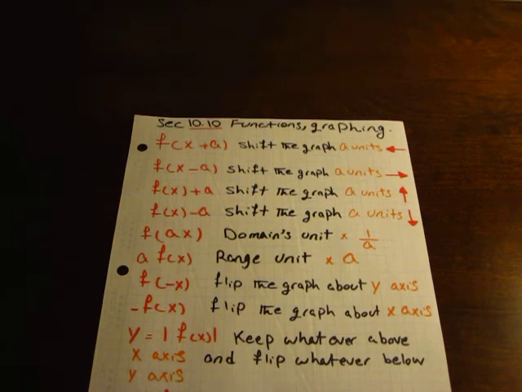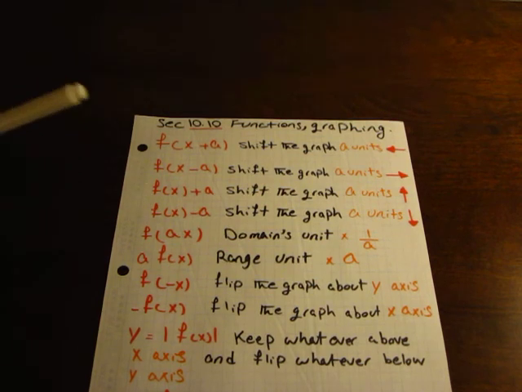So now let's take a look at the second rule. If the number is outside of the parentheses, we have f of x plus or minus a. In this case, if it's a plus a, we shift the graph a units upward, or if the number is negative, we are shifting the graph a units downward.